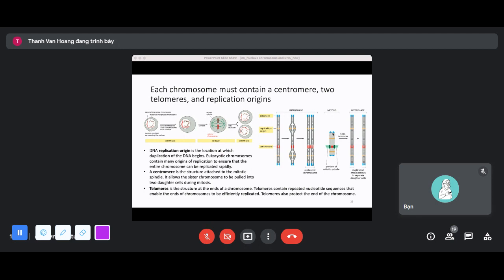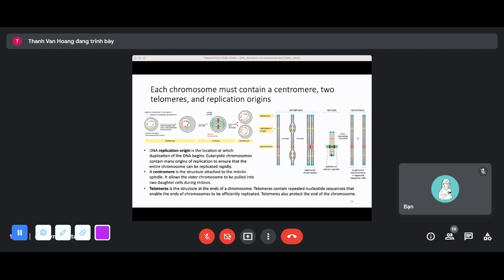Okay, so the function of the telomere is to protect the chromosome, and to ensure that the genetic information contained within the chromosome can be delivered from the mother cells to the daughter cells.